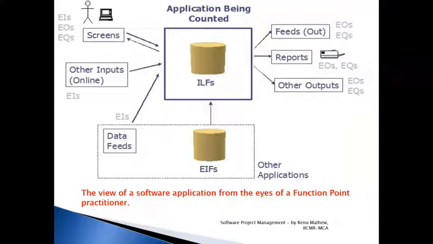External inputs. These are largely data entry screens or electronic data input from another application. External inputs process data or control information that comes from outside the application's boundary. So the EI is an elementary process. External outputs or EOs. These are typically reports or output files or screens. EO is also an elementary process that generates data or control information which is sent outside the application's boundary.